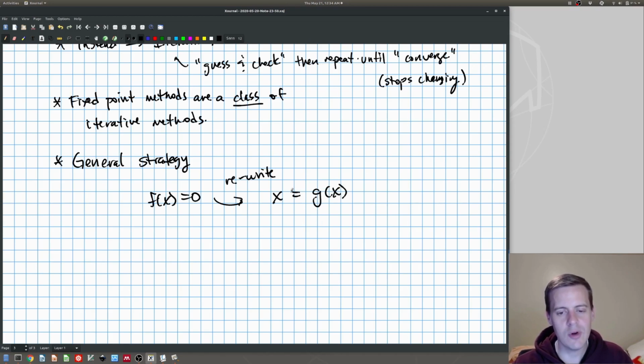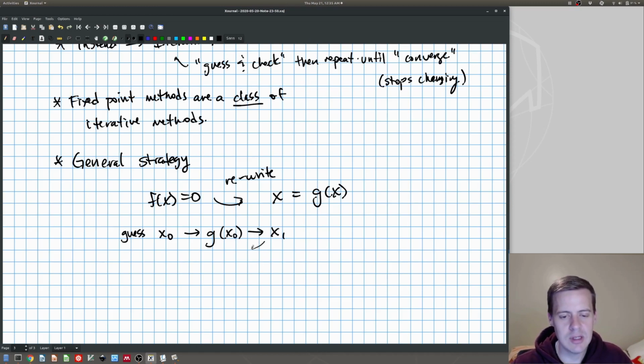There are different ways to do this. That's why it's a class of methods. There are different versions of fixed point methods because there are different ways to write this x equals g of x, as we'll see in a second. But we rewrite it as x equals g of x, and then we guess a beginning x, x0. We plug it in and calculate g of x0. And g of x0 gives us a new x, which is x1.